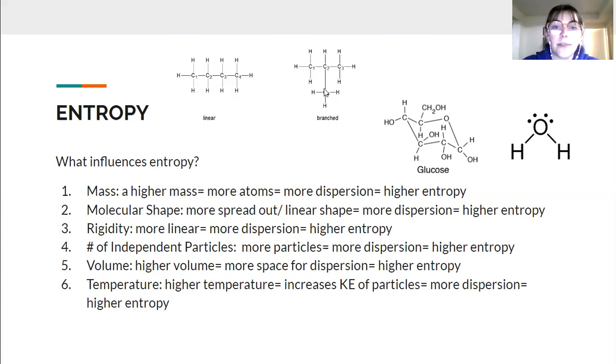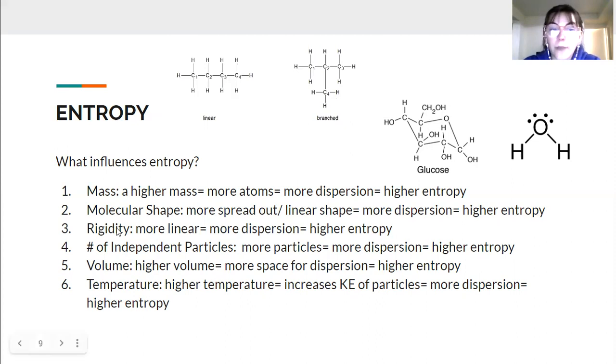Whereas in this branched molecule, we have our atoms bonded to more atoms, which means that we will have a harder time dispersing our energy, which gives us a lower entropy.